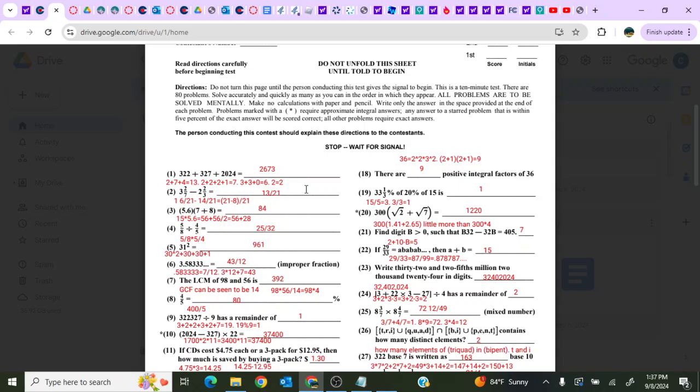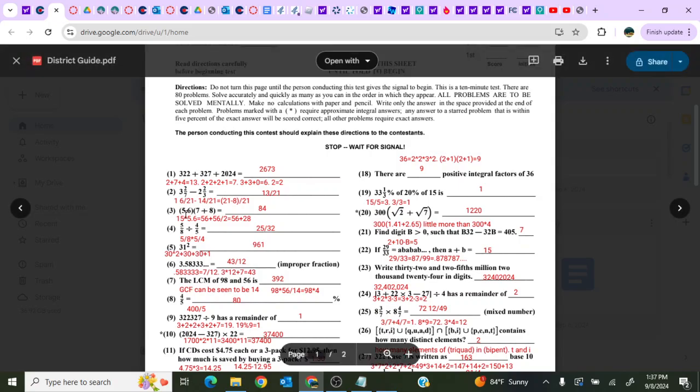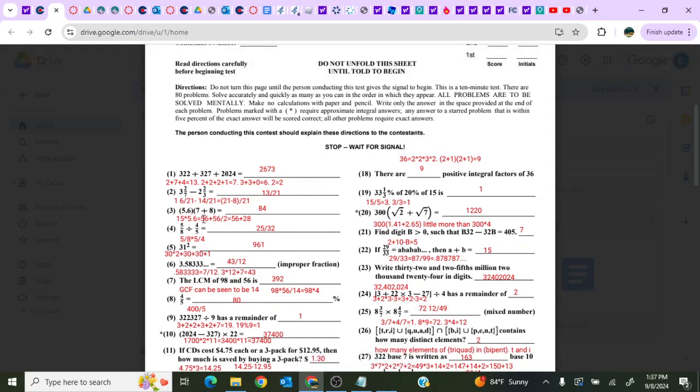Number 3, 5.6 times 7 plus 8. So 5.6 times 15, which is going to be the multiplied by 15 trick. 5.6 times 10 plus 5.6 times 10 over 2. So 56 plus 56 over 2 is equal to 84.